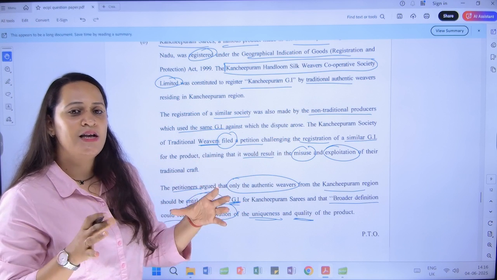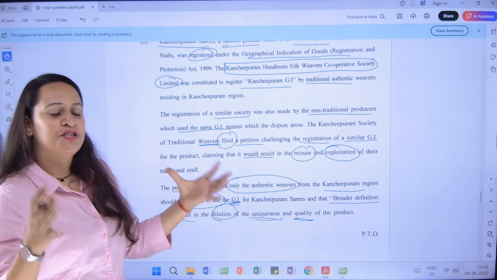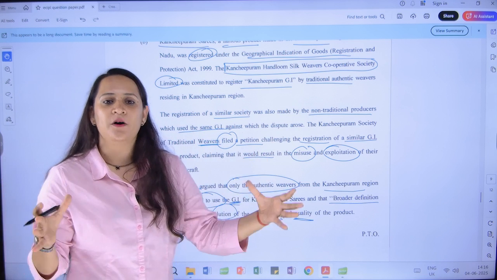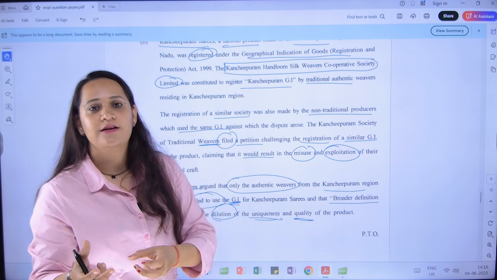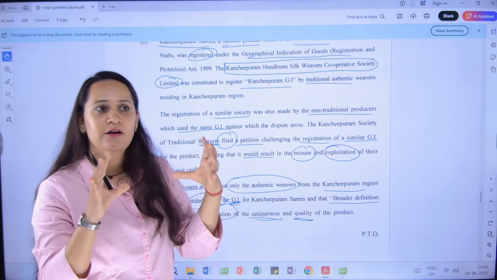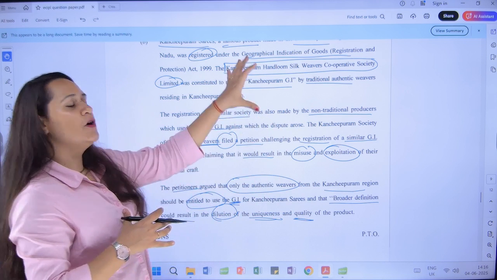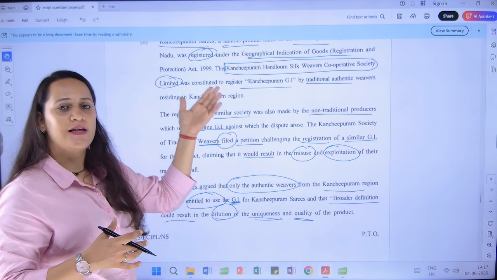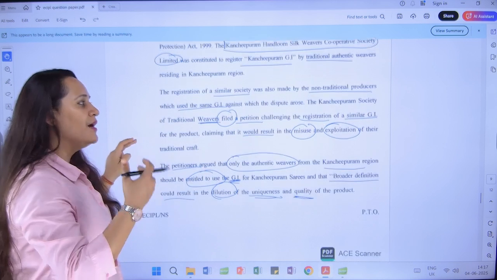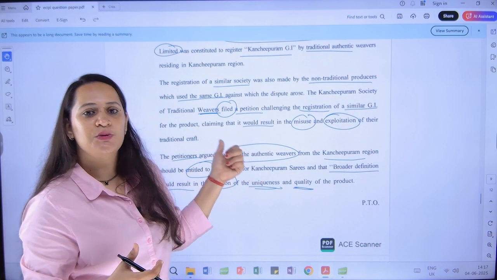Generally, I say the GI is not registered in one person's name. It is a collective registration that is given to a particular group of people who are experts in that particular handicraft or that particular delicacy, whatever. A particular group of people from a region will be given the right to use the GI. So this particular cooperative society had made an application in the name of Kanchipuram sarees, and they got the GI. Now some other members from other areas have made an application for a similar GI which was being granted.